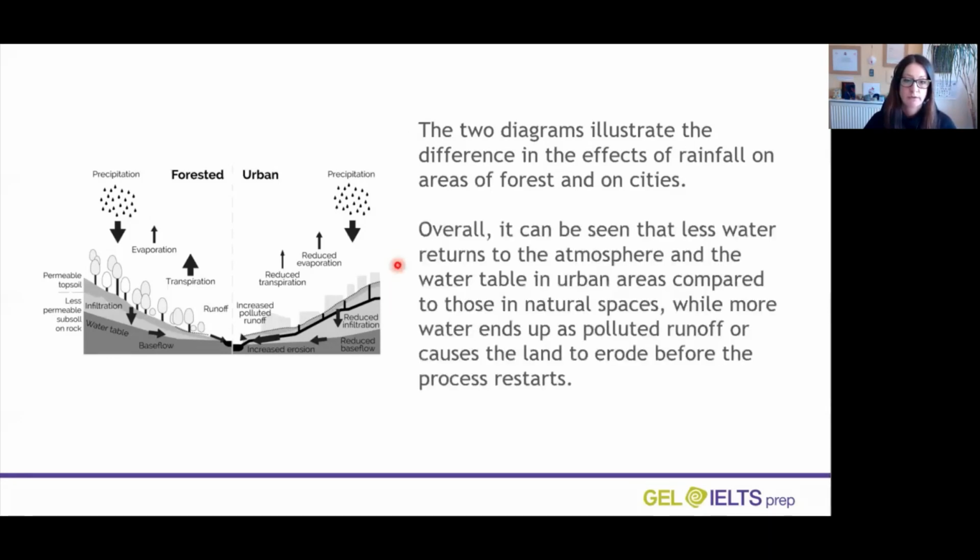Let's read. Overall, it can be seen that less water returns to the atmosphere and the water table in urban areas compared to those in natural spaces, while more water ends up as polluted runoff or causes the land to erode before the process restarts. So here we've talked about the differences between these two diagrams, and that will allow us now to develop those ideas as we talk in the body paragraphs about more of the details and each of those key stages.